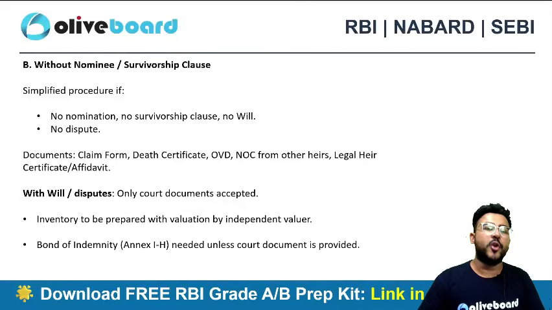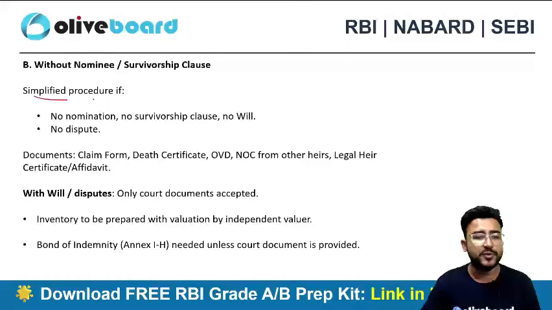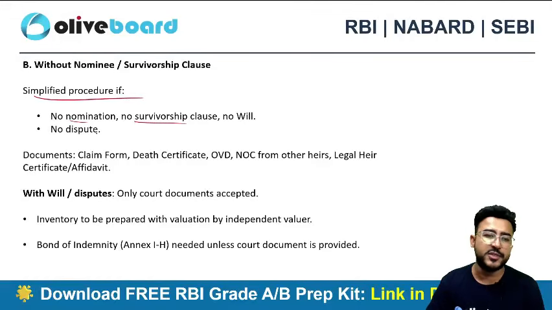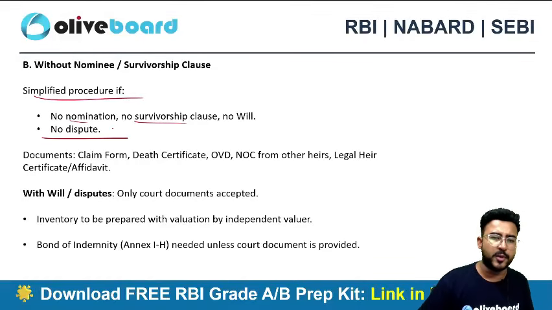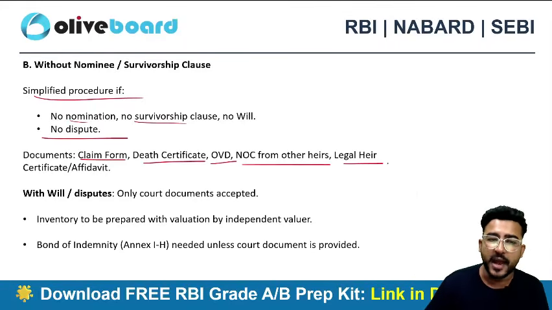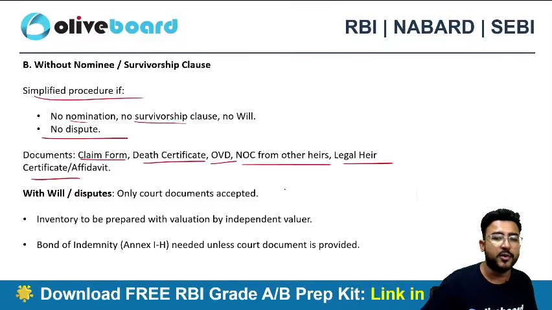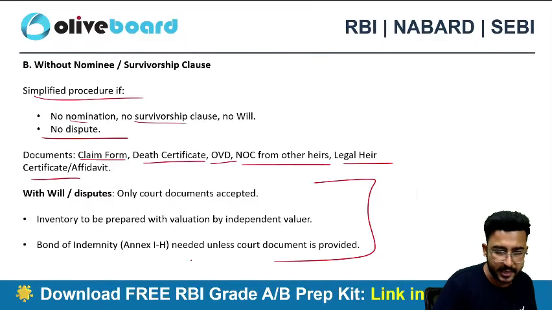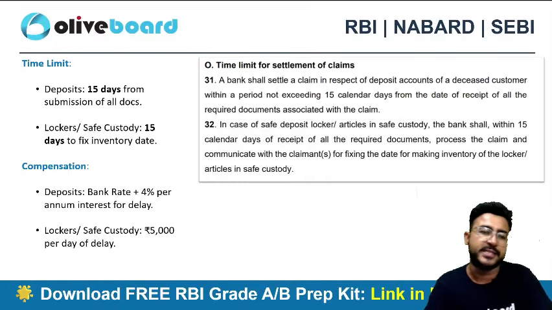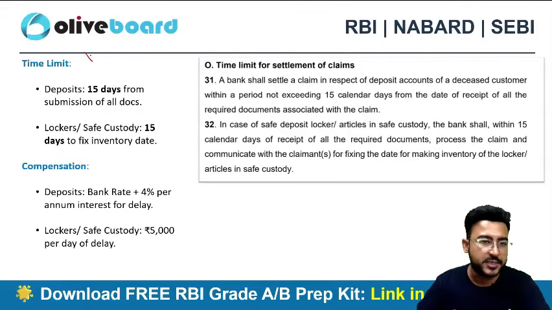Then in case of no nomination, no survivorship clause, then it becomes a problem. There is a simplified procedure now. No nomination, no survivorship clause, and no dispute, then no problem at all. You need to fill the claim form. You need to give a death certificate, your OVD, official valid document, NOC from any other legal heirs, and a legal heir certificate is required. That's fine. And in case of any kind of dispute, the court order will be the only one accepted here, right? In case of dispute, we always accept the court order, right? Now this can also be important for your examination, the time limit.